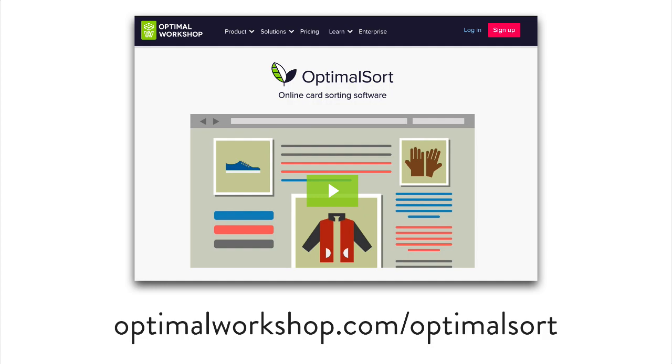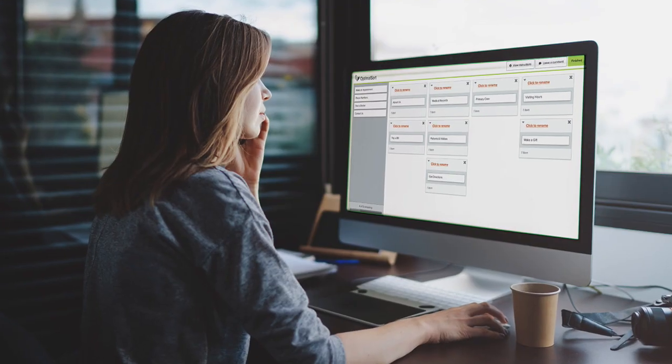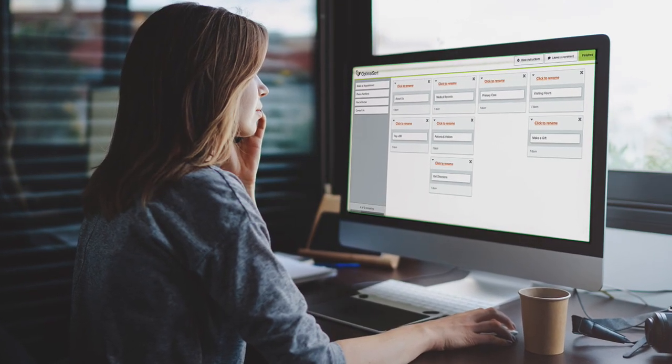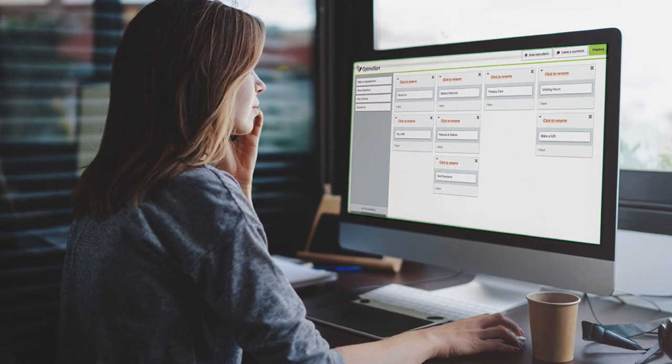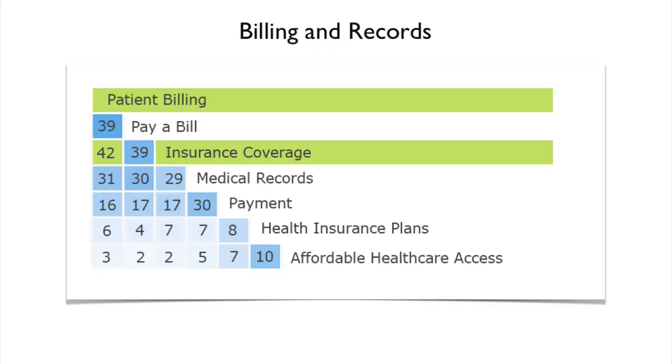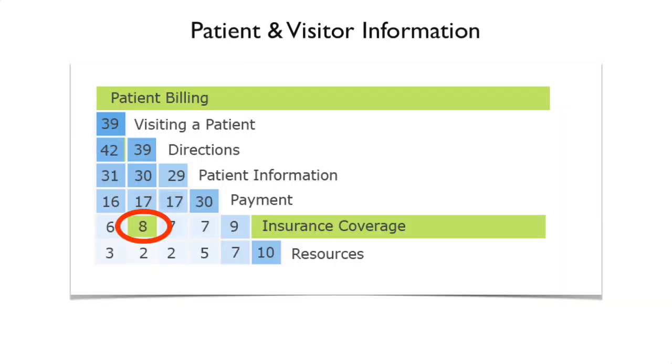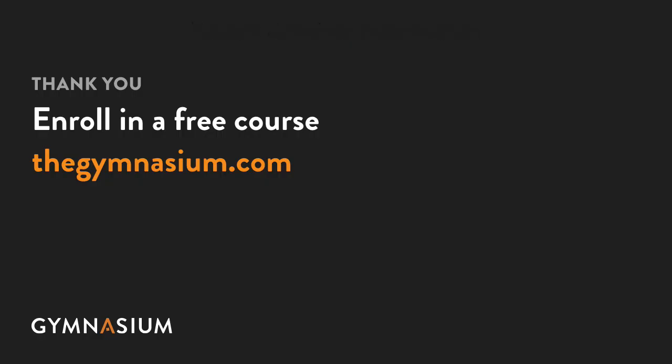In unmoderated sorts, participants do the card sort on their own, and you are sent the results. The benefit here is that you will receive more responses since you don't have to be available for each test. In this example, you note that 42 people agreed that the items patient billing and insurance coverage should be put under the billing and records group, and only 8 people agreed that they should be put under the patient and visitor information group. That's the basics of conducting a card sort.